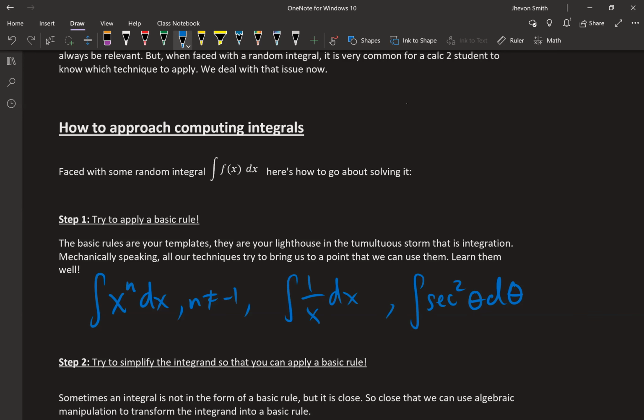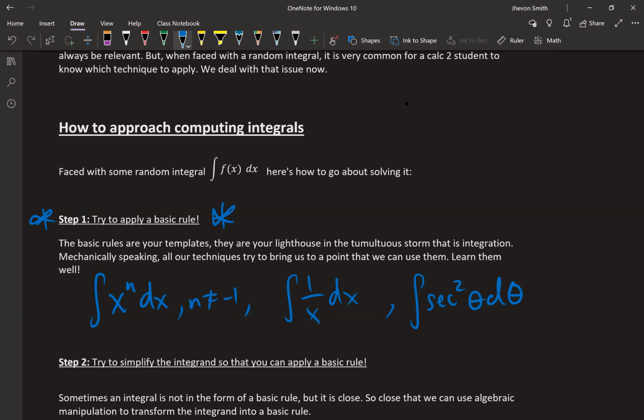Now, granted, in a Calc 2 class, it is very rare that you're ever going to see an integral where all you need to do for it is a basic rule, because we want to test you on these new techniques that I'm teaching you. However, do not overlook this step. This step is actually pretty important because, as you hopefully have noticed, every technique that we teach you beyond this point is to get you back to this point.